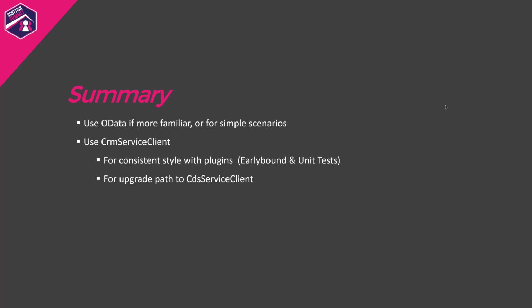So in summary, what have we learned from today's session? Well, use OData if more familiar, or if it's for simple scenarios, it may be easier. Use CRM Service Client if you want a consistent style with plugins, early bound types, and unit tests. If you want an upgrade path, then CDS Service Client looks like it's going to provide that. Use managed identities to avoid secrets expiring unexpectedly. You don't want an Azure Function to stop working because the secret's expired a couple of years after somebody created it.